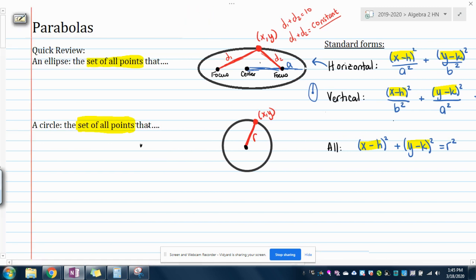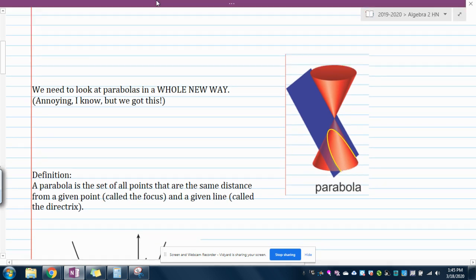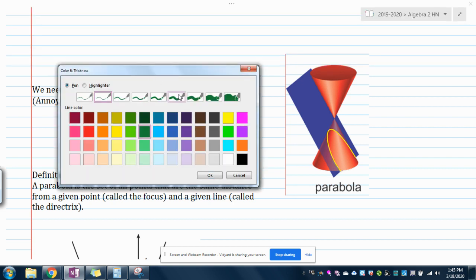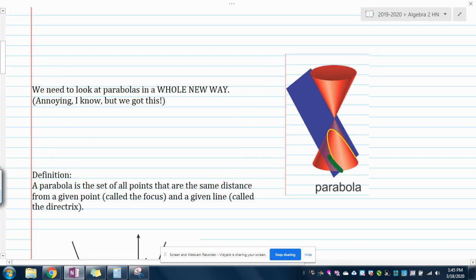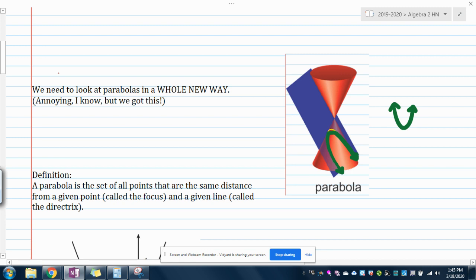So let's talk parabolas. A parabola is the cross section of a cone at this awkward angle. Okay, so I'm going to do this again. Here it is. If I were to take this plane and lay it flat, it would look like a parabola. The reason that this entire section on parabolas is absolutely annoying and difficult is because we've learned parabolas through one lens.